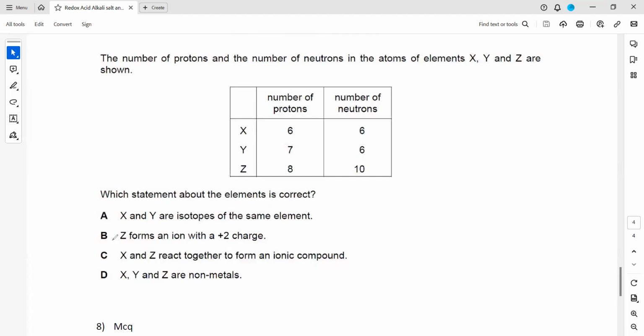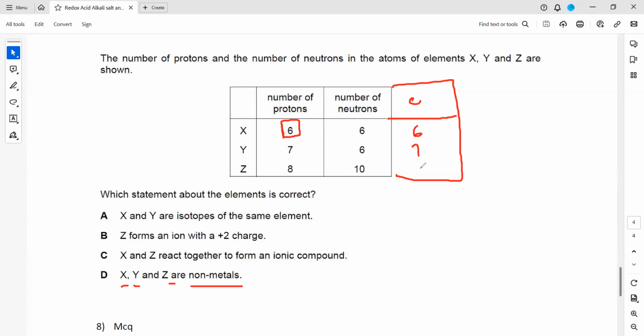In question 7, option D, X, Y, and Z are non-metals. How do we identify they are non-metals? X has 6 protons, so to be an atom, there should be 6 electrons. And how will 6 electrons be arranged? It will be 2, 4, because the number of electrons and protons should be the same in an atom.